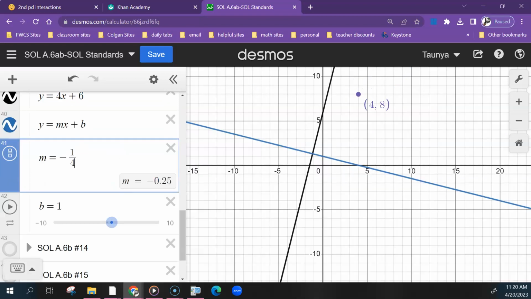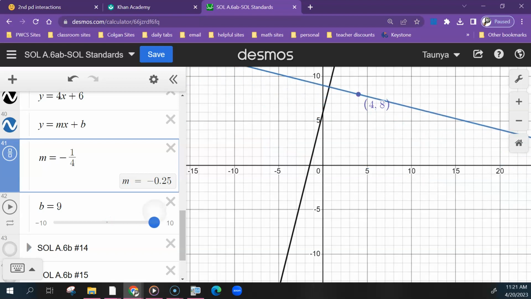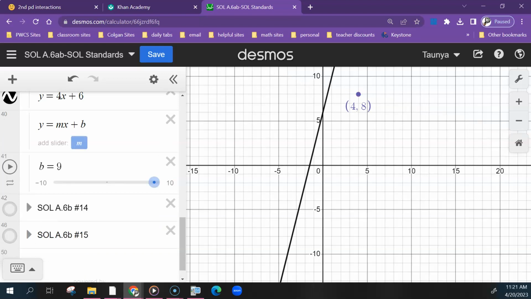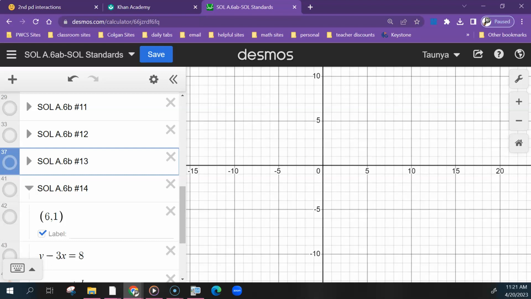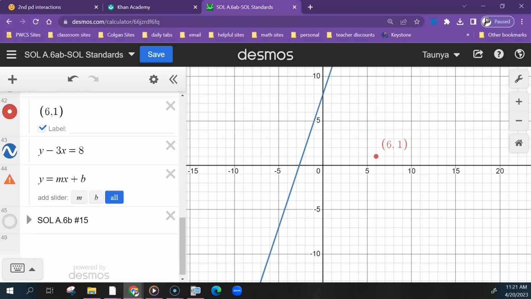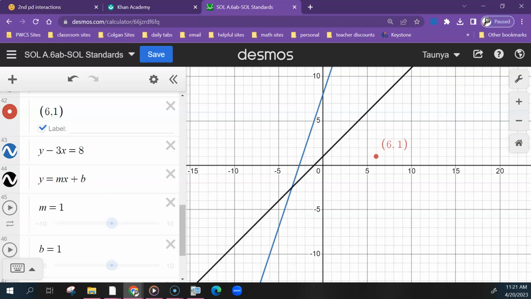And then move your y-intercept until it goes through that point. And that would help you find your equation without doing all the work. Same thing for 14 and 15. This one's back to being perpendicular, but you don't have to solve this. You can just put it in.